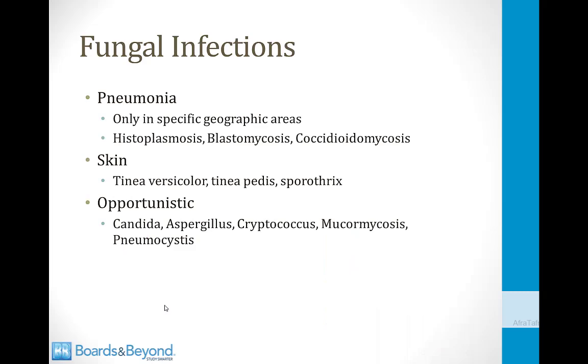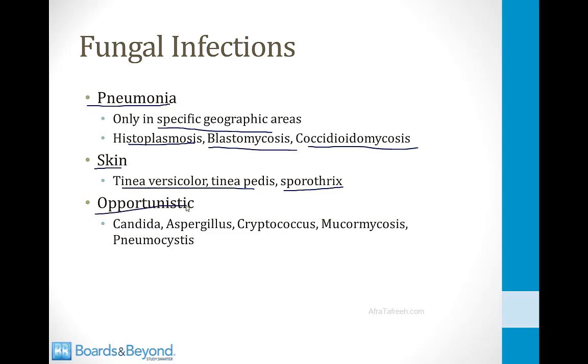So to keep the fungal infections straight in your mind, I recommend you group them into three categories. The first category are the fungal pneumonias, which we'll talk about in this module. They only occur in specific geographic areas, and knowing the geography of where the disease occurs is very important for the diagnosis. We'll talk about histoplasmosis and blastomycosis and coccidiomycosis all in this module. There are the skin fungal infections like tinea versicolor and tinea pedis, which is athlete's foot, and also sporothrix, which is an infection that you can get when you're gardening. We'll talk about that in another module.